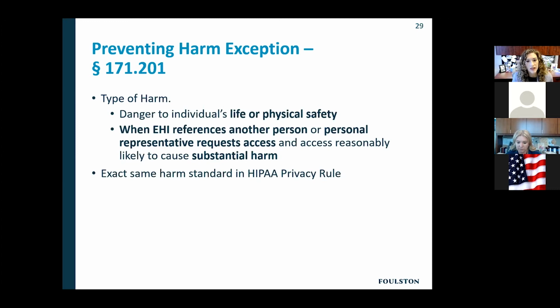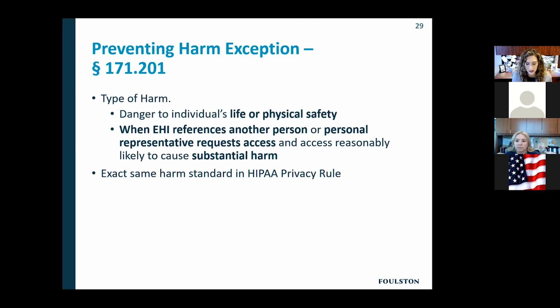There's the type of harm that you have to meet, which is danger to the individual's life or safety, or, when the EHI references another person or a personal representative requests access, that access is reasonably likely to cause substantial harm. What they did was pick up the exact same harm standard in the HIPAA privacy rule for preventing harm and dropped it into the information blocking rule. So for those of us that are familiar with that preventing harm piece of the privacy rule, same thing here, same analysis, same standards.